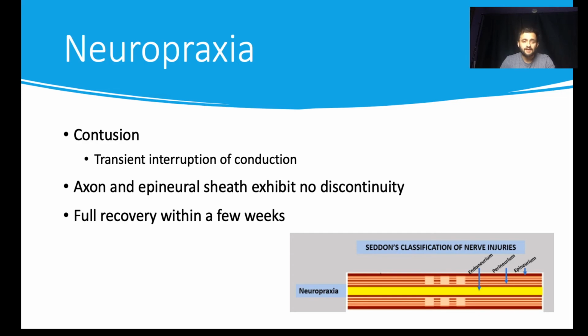But the biggest thing is that this is a transient interruption of just conduction. What you can see here is there's no discontinuity of the axon or the epineural sheath. There is absolutely no discontinuity, and that is what makes neuropraxia. Generally, you have full recovery within a few weeks, and an example of this would be radial nerve compression, which is also known as wrist drop.